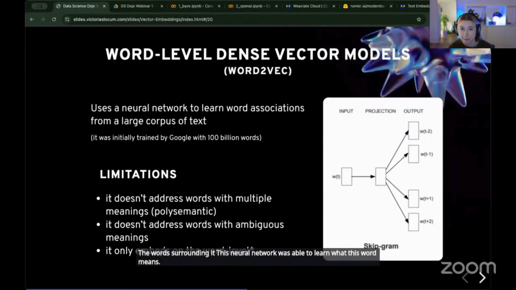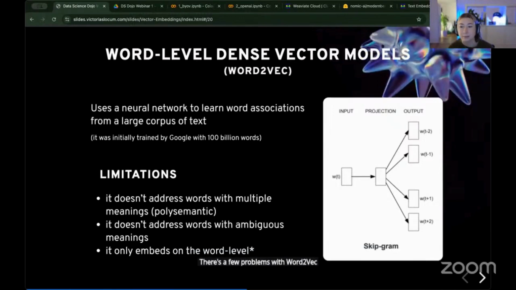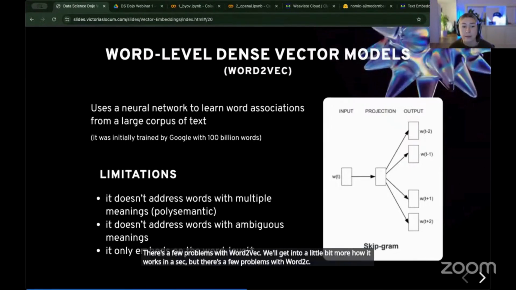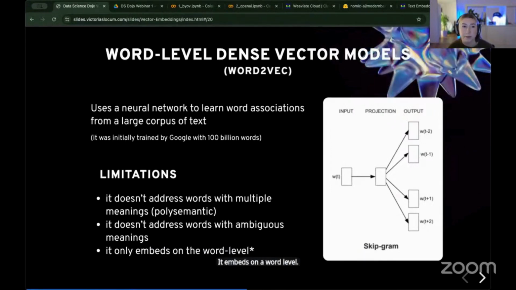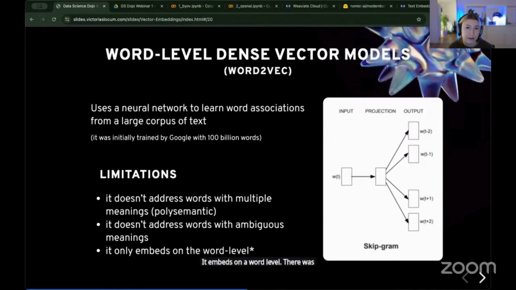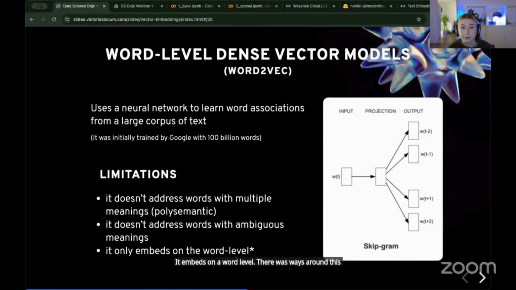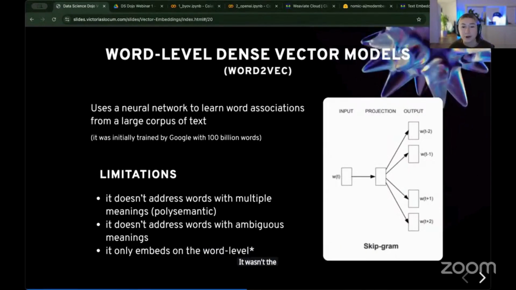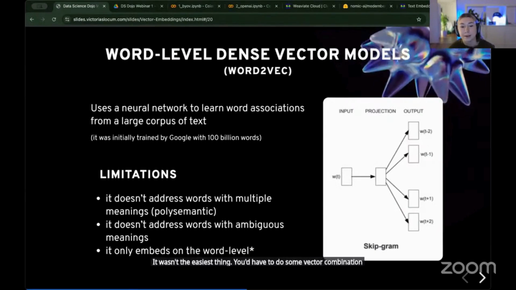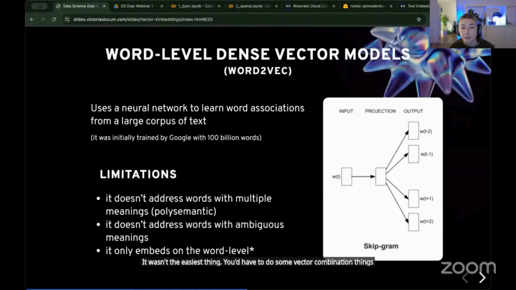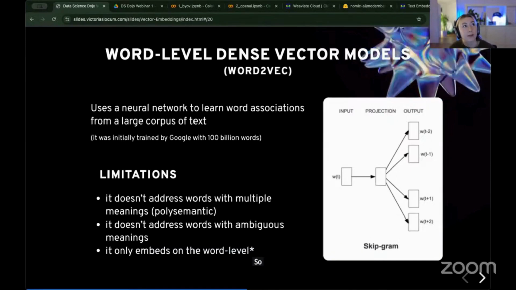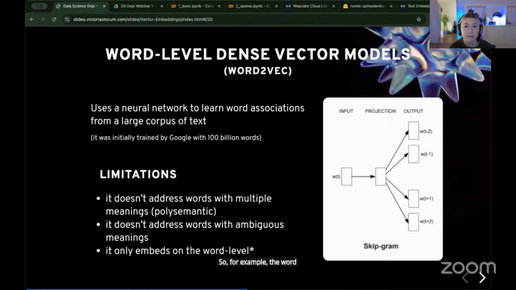There's a few problems with Word2Vec. We'll get into a little more of how it works in a sec, but first, it embeds on a word level. There were ways around this, but if you wanted to embed a full sentence with Word2Vec, it wasn't the easiest thing. You'd have to do some vector combination. It also doesn't address words with multiple meanings. For example, the word bank has multiple meanings.